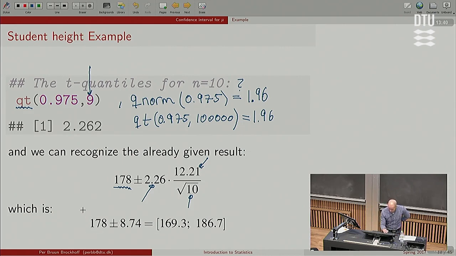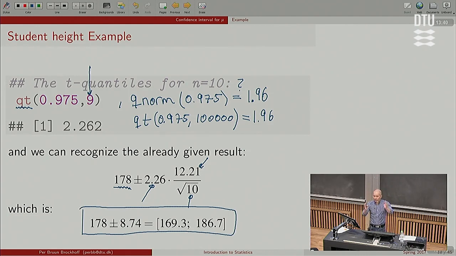And then we get the result that I already shared with you, an interval that we, with pretty high confidence, believe includes the true value for the mean height. That's the intelligence now.